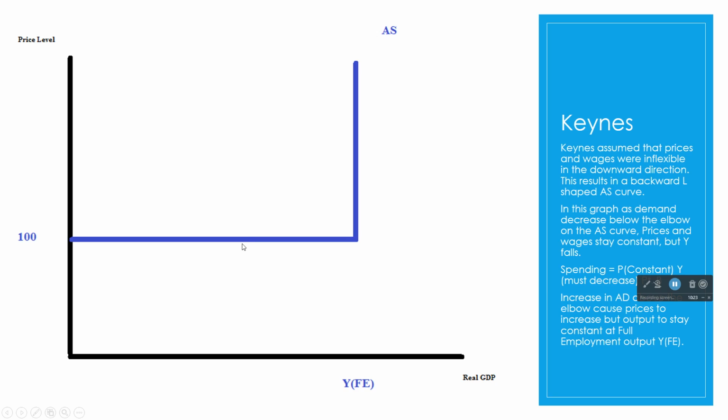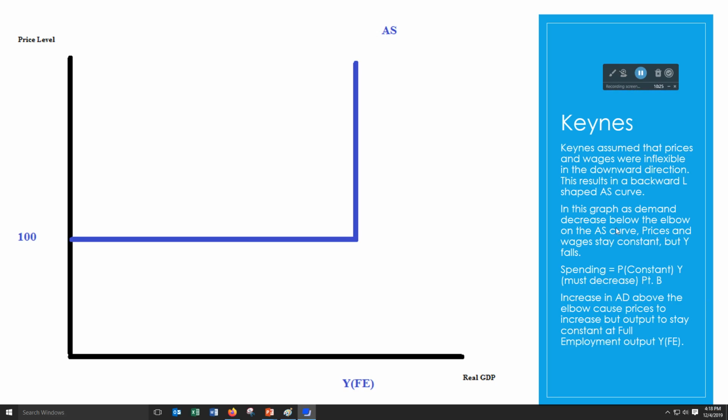So as we shift this curve to the left, if you look over here, that would cause prices to stay the same because Keynes assumed it. You could assume that they don't and get a different answer, but he assumed that they didn't. They were inflexible in a downward direction. They could go up, but they couldn't go down, so they can't go down when demand decreases. So the price level stays the same, but that would have to cause a decrease in output.